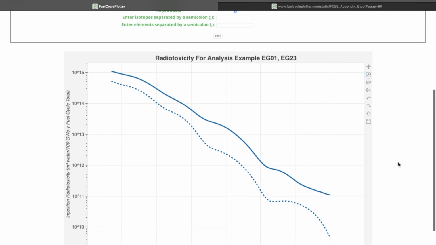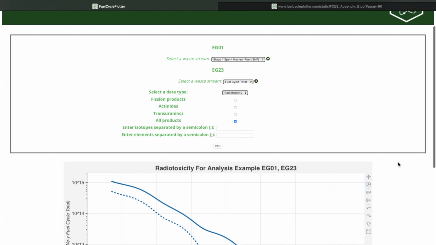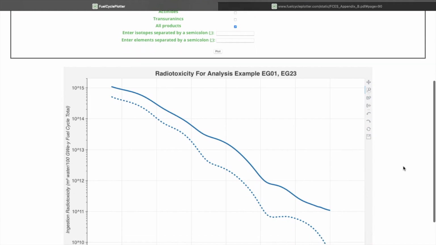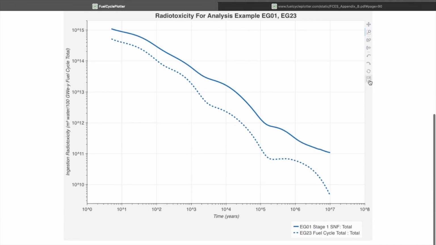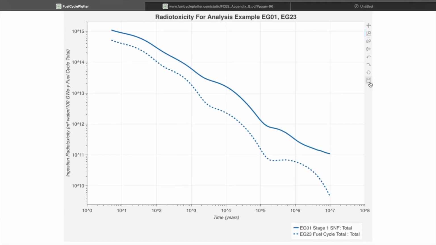I'll conclude by pointing out that there are many more ways to compare and evaluate nuclear waste data using FCP. We've been looking at total waste output from these fuel cycles, but you could also look at individual waste forms. We've been looking at the sum of all nuclear waste products in the waste stream, but you could also look at individual waste products using any of these options here. We've been looking at radiotoxicity, but you could also study radioactivity, waste heat, or waste composition. Finally, if you want to save the plot or download the data shown in the plot, you can use either of these buttons.